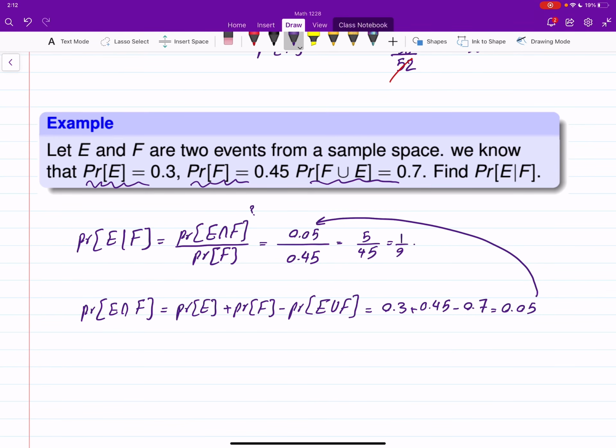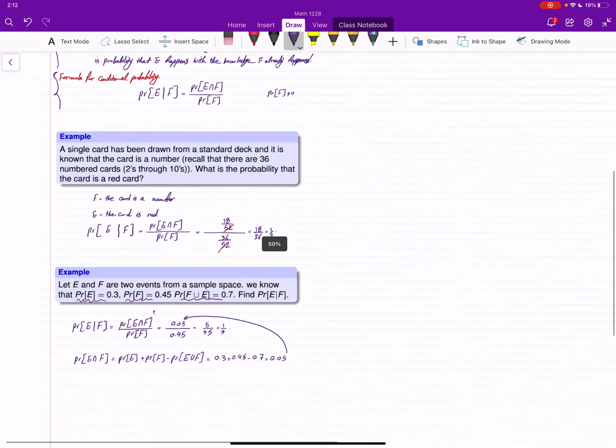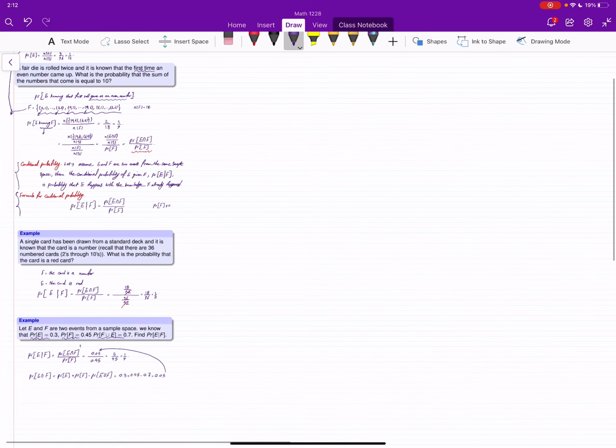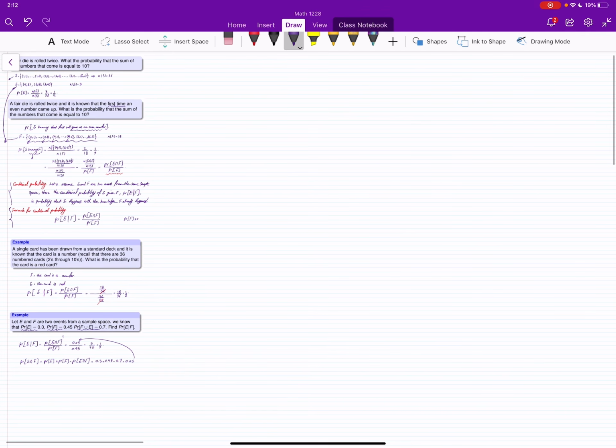And that's conditional probability. In other videos, we will do more examples. For now, you just need to know the notation, you just need to know the formula, and be able to translate scenarios similar to what we had into conditional probabilities.